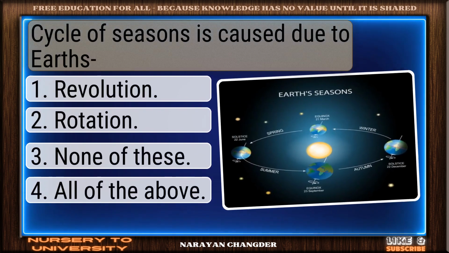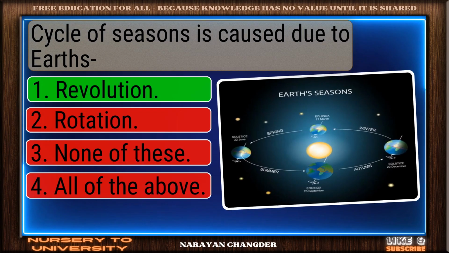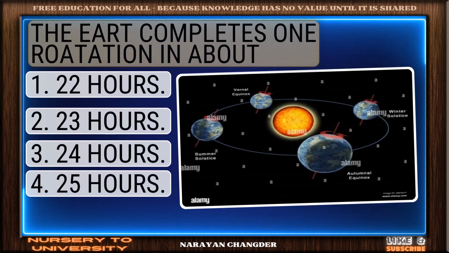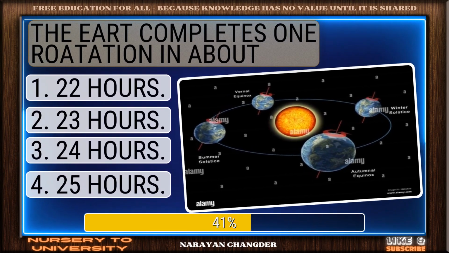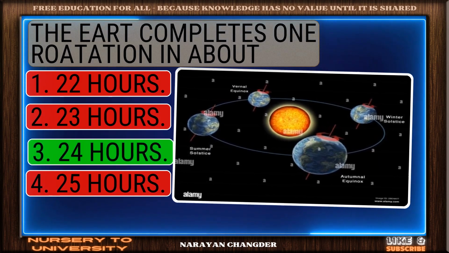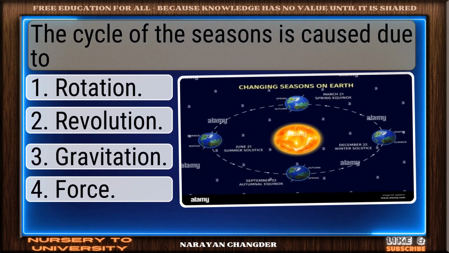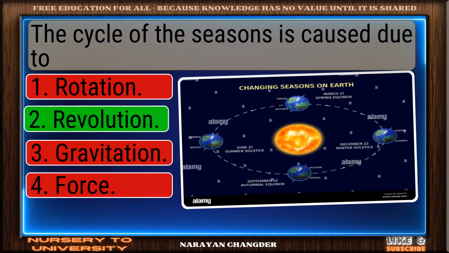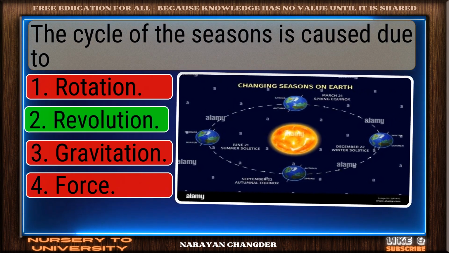Cycle of seasons is caused due to Earth's... Excellent. Revolution is a brilliant choice. The Earth completes one rotation in about... Good job. Your answer 24 hours works well here. The cycle of the seasons is caused due to... Exactly. Revolution makes sense and it is right choice.